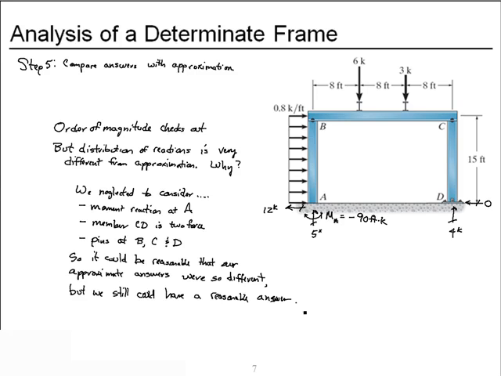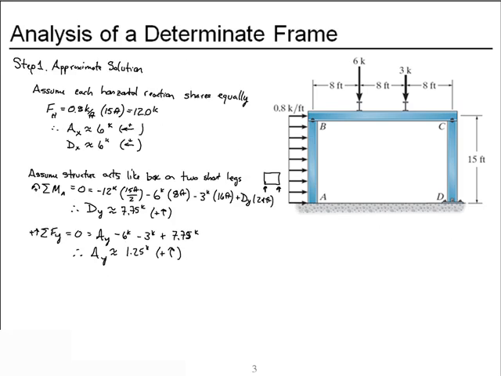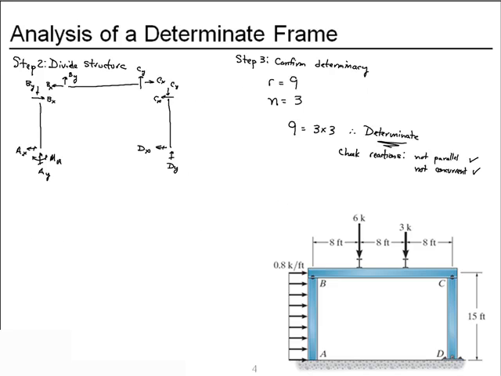So now let's go back and review the process we followed. In step 1, we approximated the solution so that we would have something to compare to at the end. We made some crude assumptions. One, that each horizontal reaction would share equally the lateral load, and then we also assumed that the structure would act like a box on 2 vertical supports, and so we could calculate the vertical reactions.